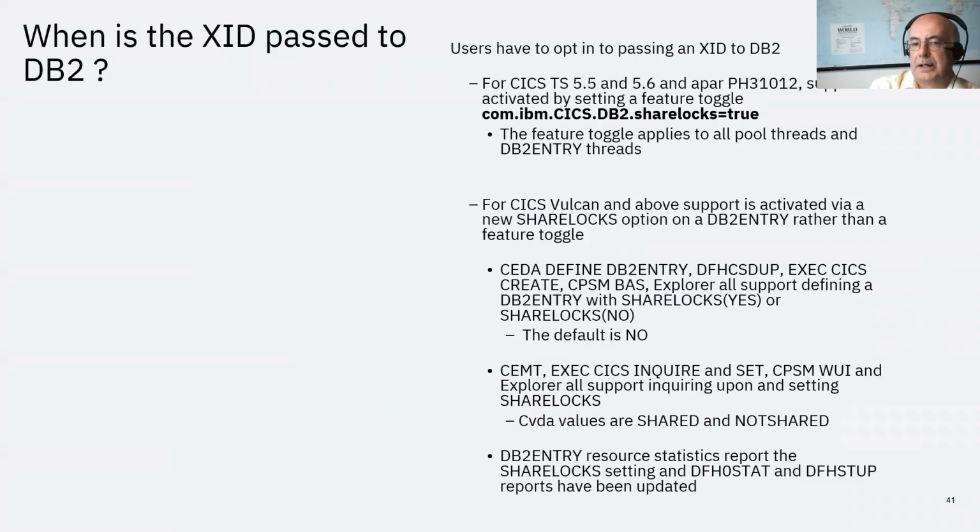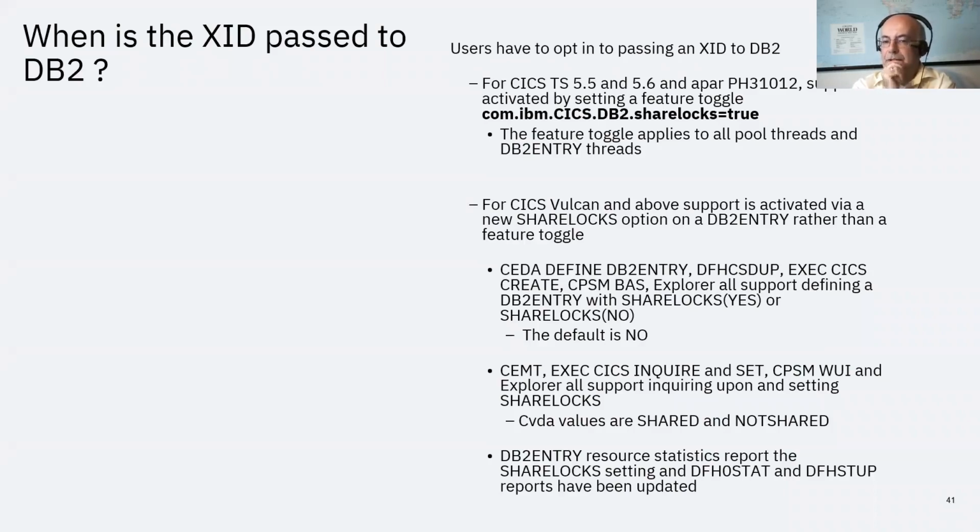So, I mentioned earlier that we've had a wish list to do this for a while, but it came up via a European customer with a very hot requirement, and we decided to do it for them. And we've enabled it in current releases through a feature toggle. So by default, it's off. So people have to opt into this. And there's a new feature toggle called com.ibm.kix.db2.sharelocks=true. And that will apply across the board.